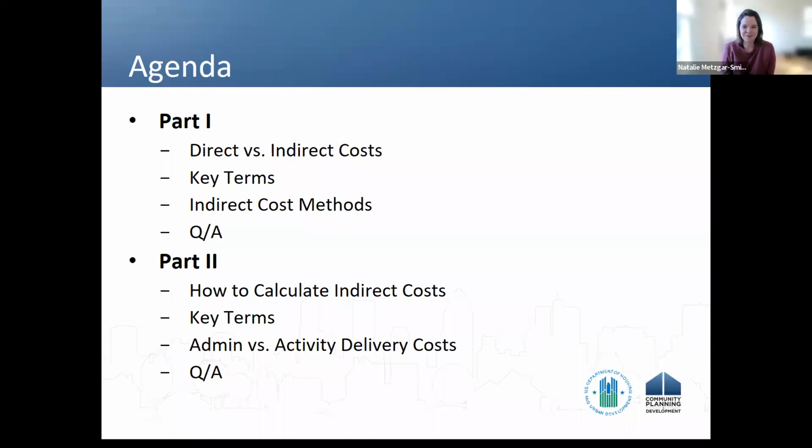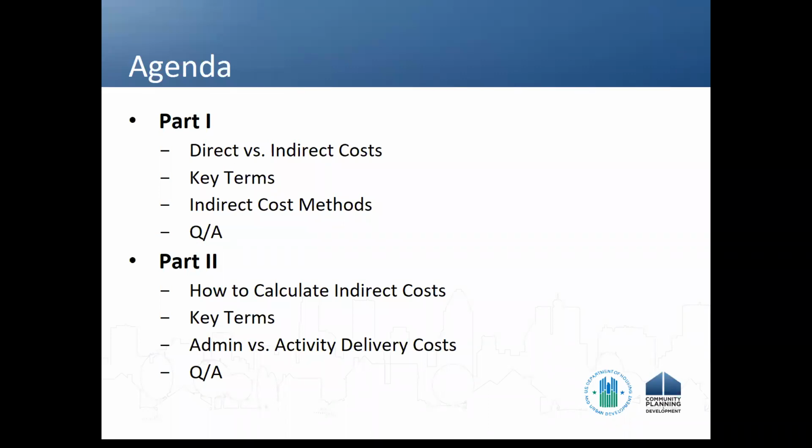And we're going to dive right in. We have a lot to cover today. The training is broken into two parts. The first part of the training will cover direct versus indirect costs, key terms, indirect cost methods, and then we'll pause for a brief Q&A. It'll be about 10 minutes where we will answer the questions that were submitted via Zoom. And then the second part we'll cover how to calculate indirect costs, more key terms, and then looking at how indirect costs fit into administration costs and activity delivery costs, followed by one final Q&A.